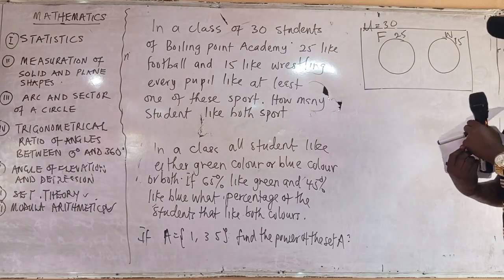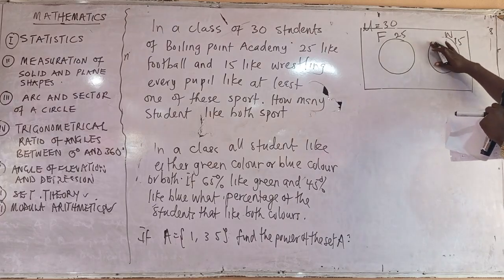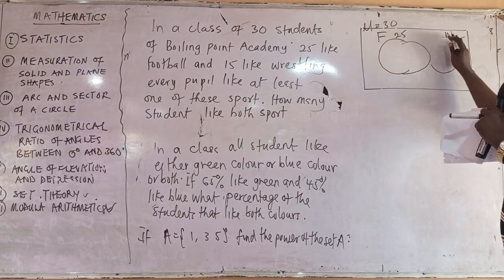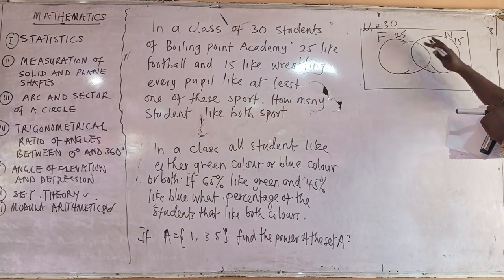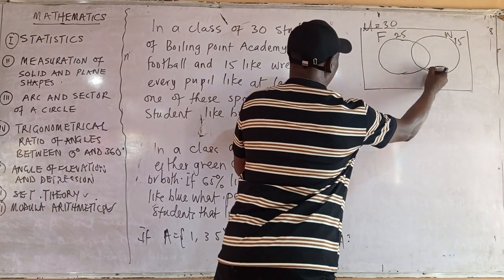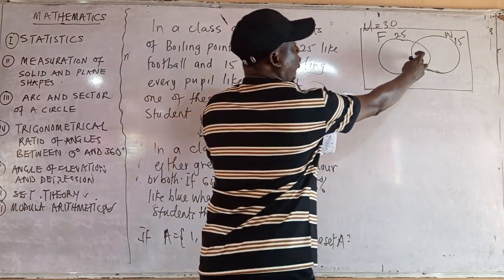Now, they said, how many of those students like both? That means I will now redraw this diagram. That means there is an intersection. I will redraw the diagram. That means there are people that like both. Where are they? Here. The people that like both are here.